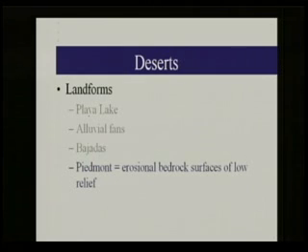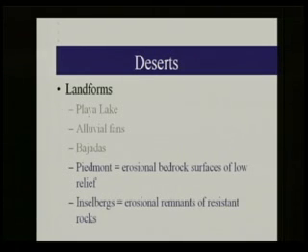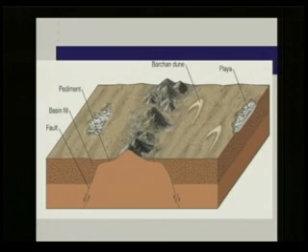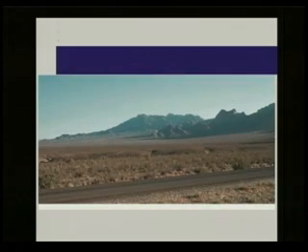Okay, we also have piedmonts developing in deserts. This is an erosional bedrock surface of low relief that's left after erosion by wind. Inselbergs are erosional remnants of resistant rocks. The piedmont is the erosional bedrock along the mountain front, so I can circle it on either side of that mountain front for you. That's the piedmont. This piedmont is north of Mesquite in Nevada.